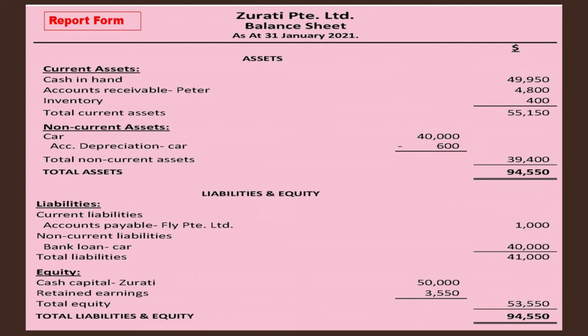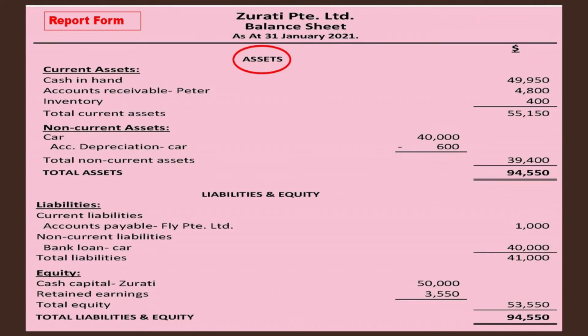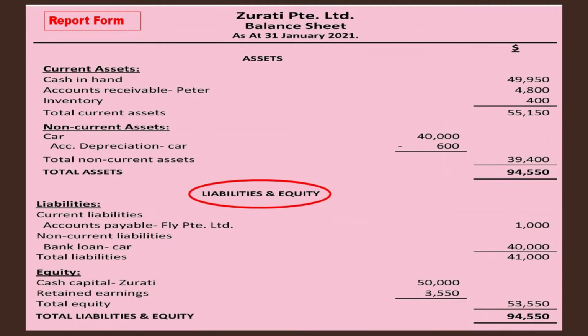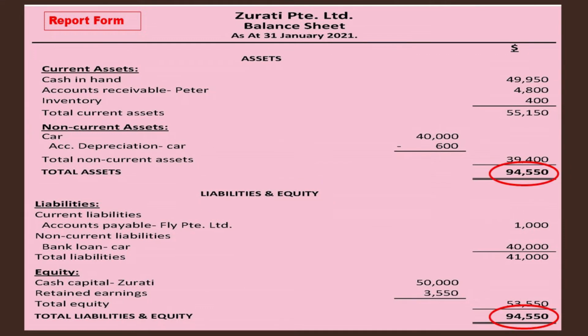In report form, the balance sheet elements are presented vertically. For example, the assets section is presented at the top and the liabilities and owner's equity sections are presented below the assets section.